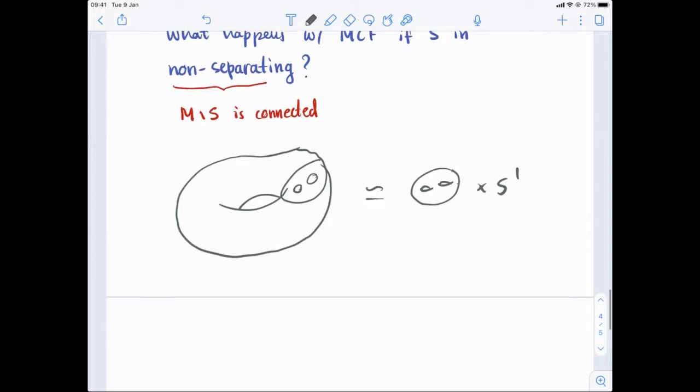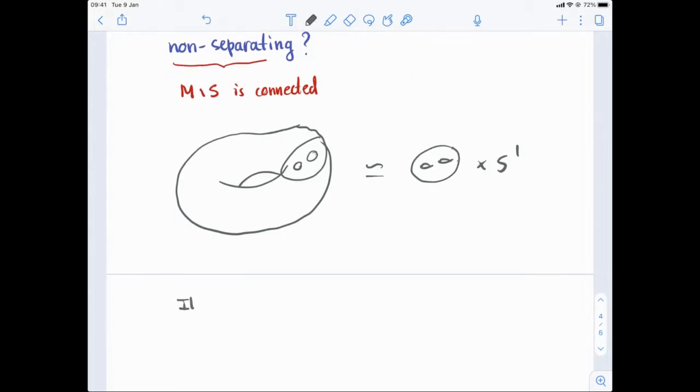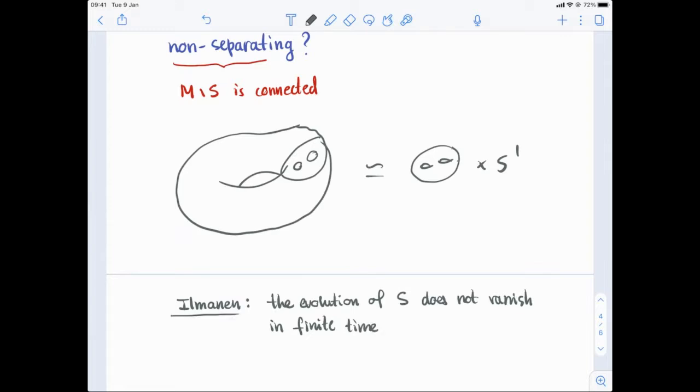And then one answer was given by Ilmanen. Ilmanen showed that the evolution of S exists for all time. This means that it doesn't vanish in finite time. Okay. So he showed this with generality, but you can ask more questions.